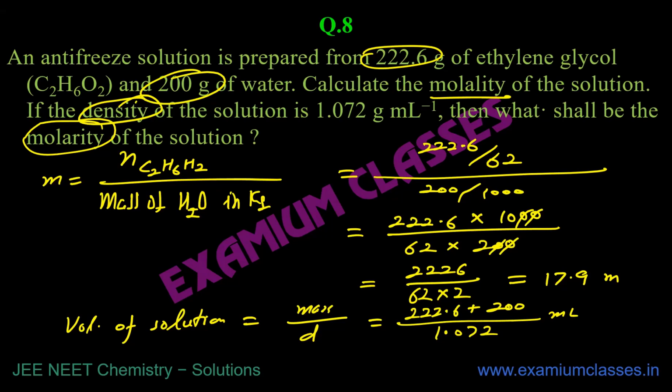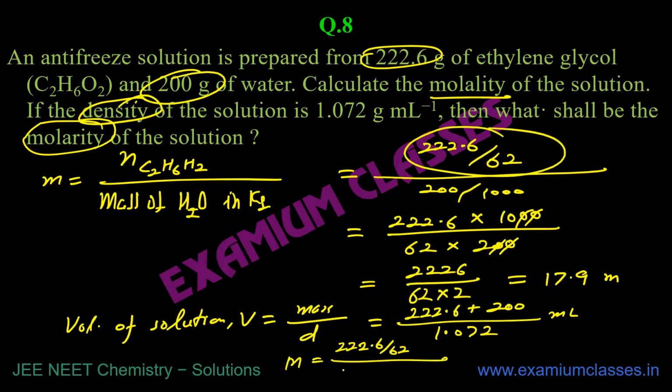So you will calculate the volume V from here. And then you will say molarity is equal to number of moles of solute, which will be same. But here you will say V and then divided by 1000. Because here V you got in milliliters, you will divide by 1000. You will get the molarity.